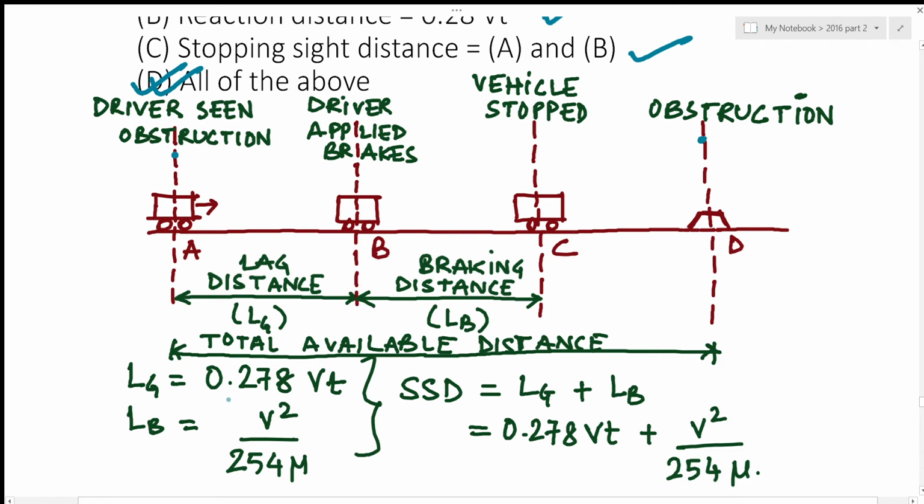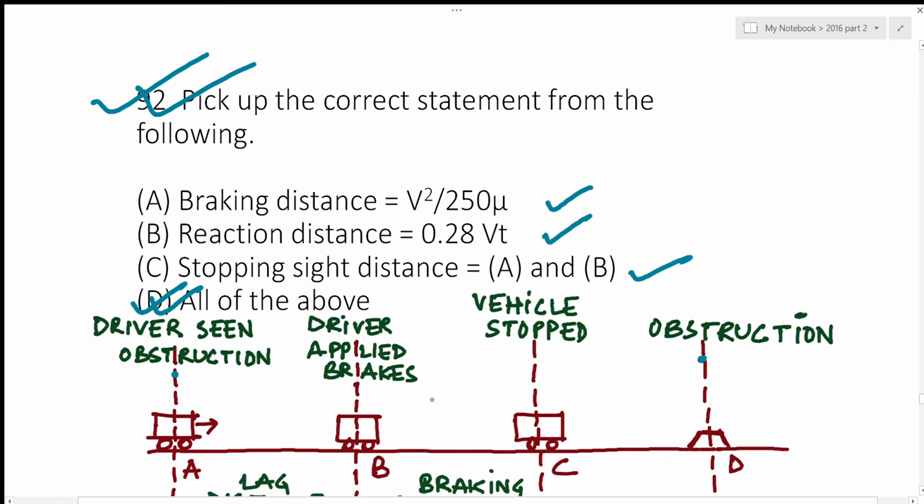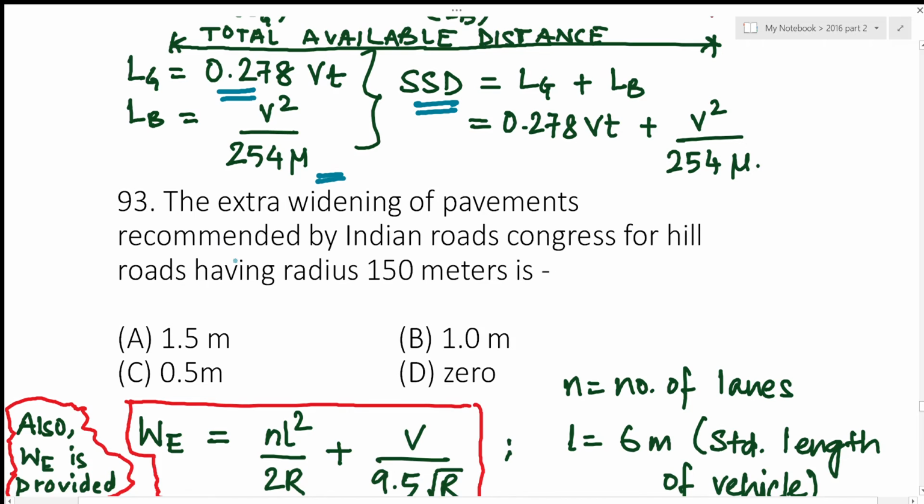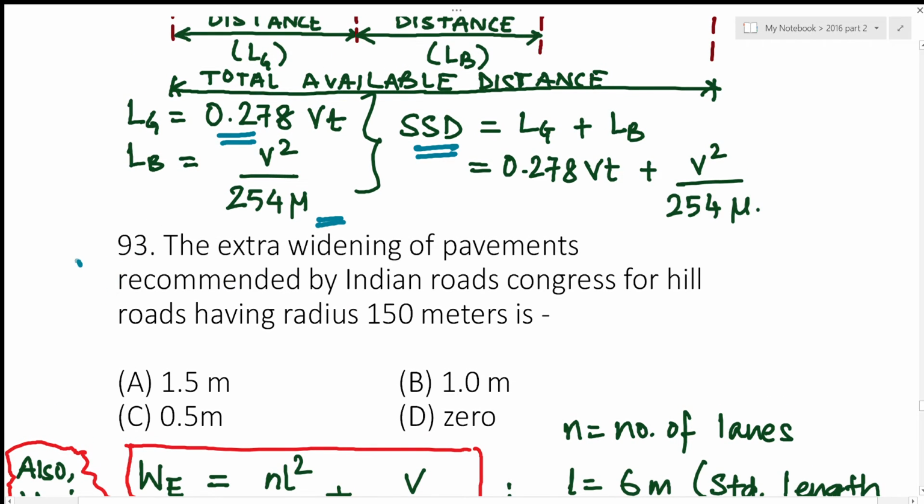LG is given by 0.278 Vt and LB is given as V square by 254 mu, and the stopping sight distance is the addition of both of these. So according to the options that are given here, the best possible answer is D, all of the above.